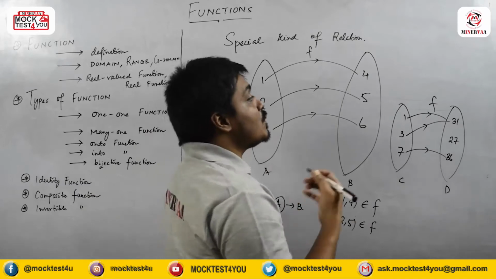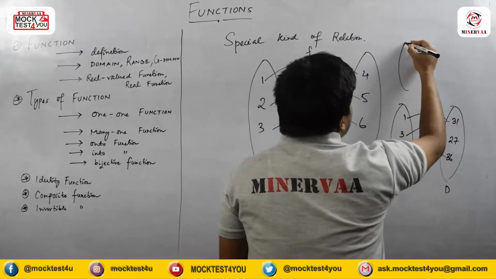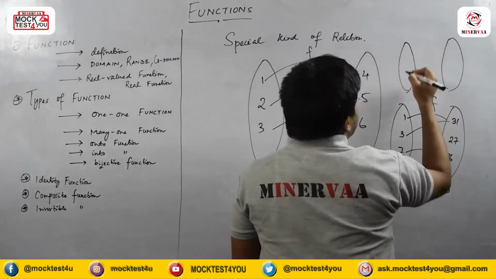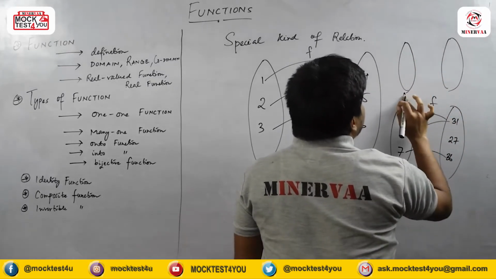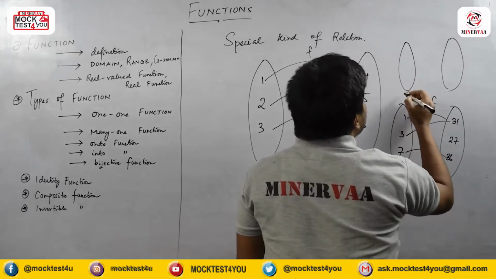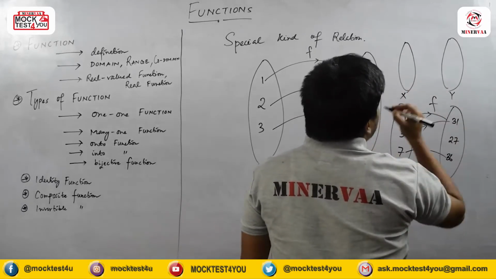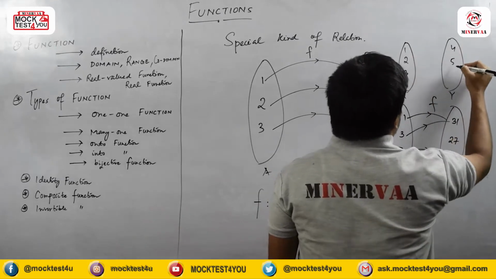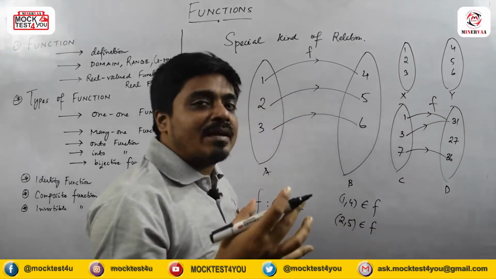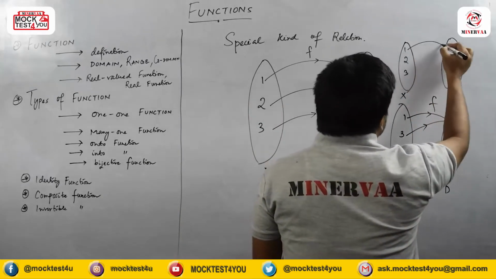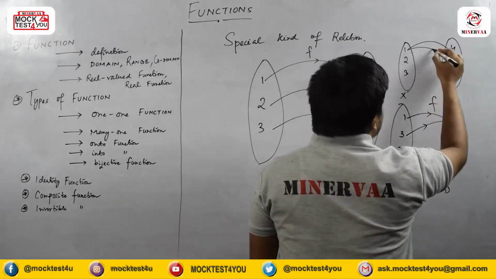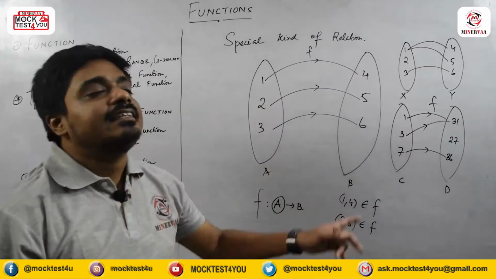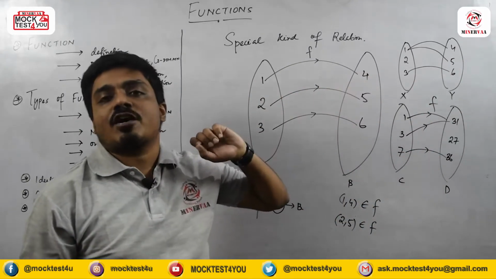Another example which is not a function. Let me show you. Suppose I do it from X to Y, not A, we have already used A. I write here 1, 2, 3, and then I have 4, 5, 6. Now if the mapping happens like this, 1 to 4, 1 to 5, 3 to 6, look here, this relation is not a function. Why?